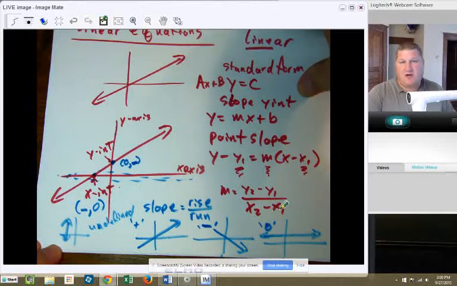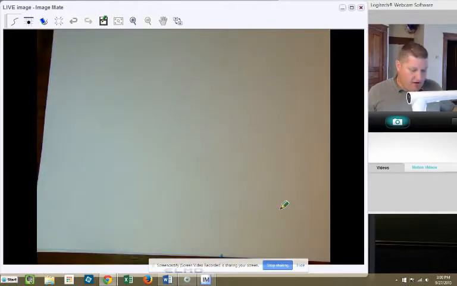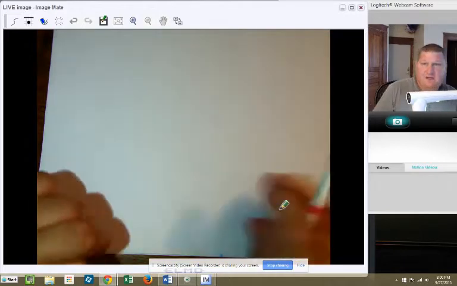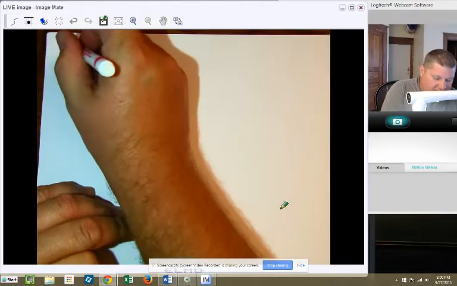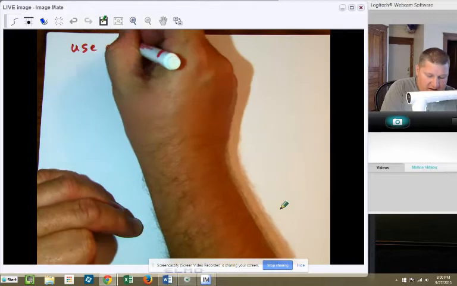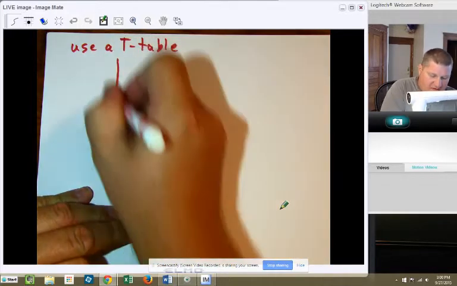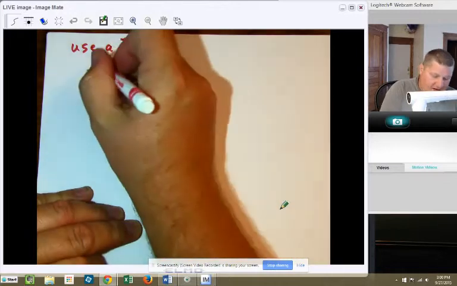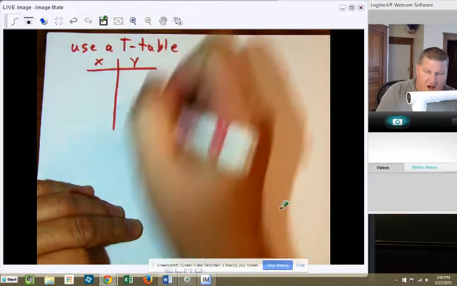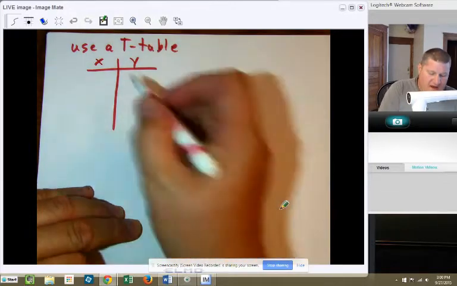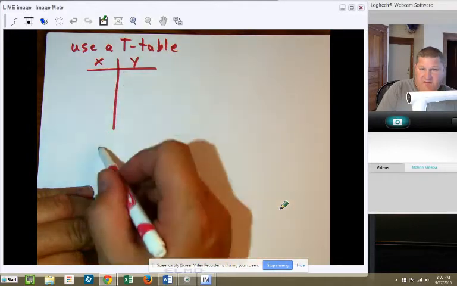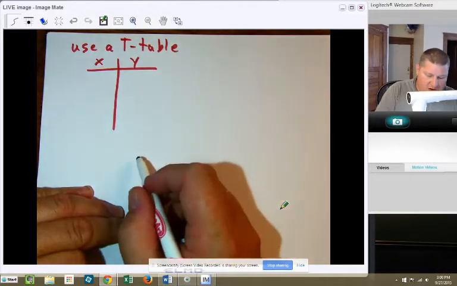About how we can graph a linear equation. The first method to graphing a linear equation is to use a t-table. Now, it is exactly as it sounds. It looks like a big old T, and you have x values over here, and you have y values over here. And what we're going to do is put x values in and see if we can come up with some y values.